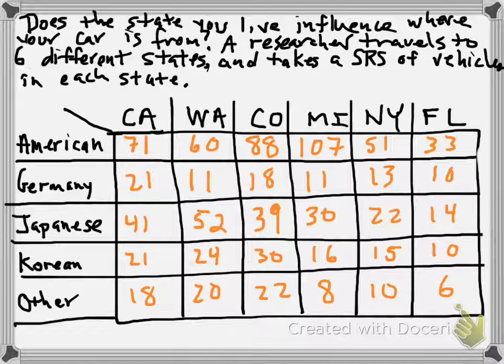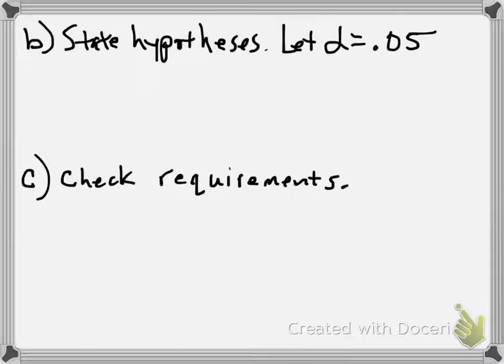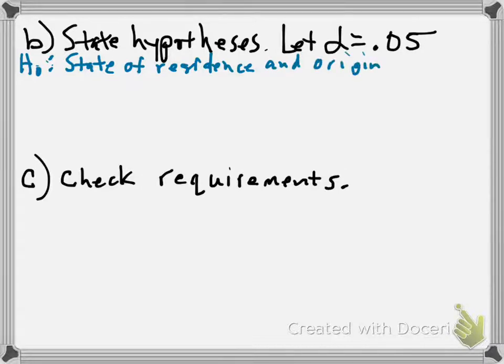Okay, so the null is that the state, we'll say state of residence, and origin of vehicle. Oh man, what? Yeah, maybe I should have talked through this a little bit before I worded it.